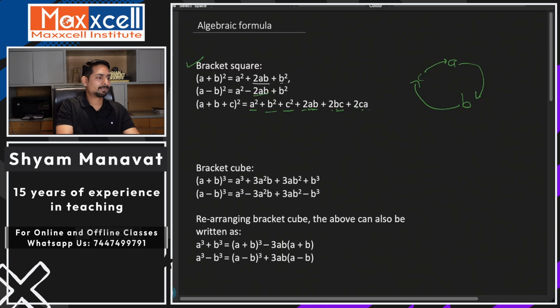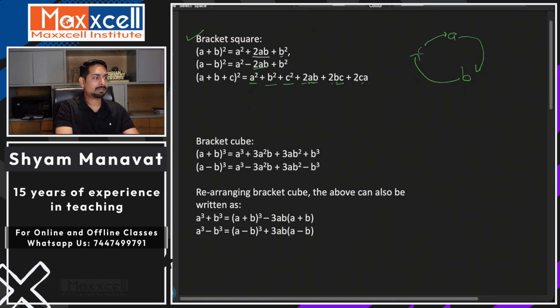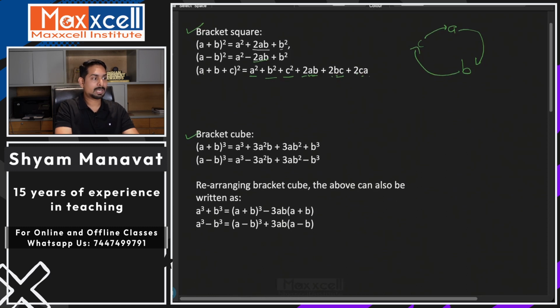Okay, great. Now if you have cube terms, bracket cube, what is the expansion? (a plus b) cube is a cube plus 3a square b plus 3ab square plus b cube. And this is for the minus sign.